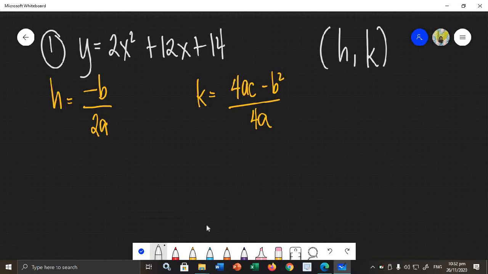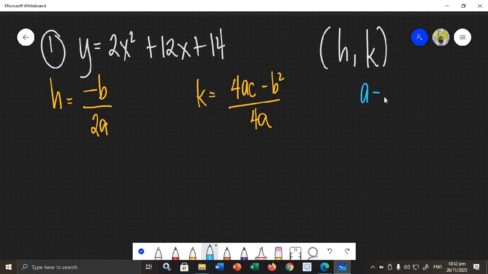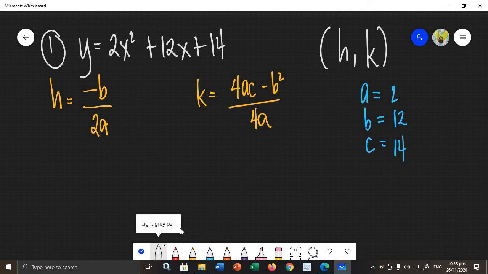So if the given is in standard form, first, we need to identify the values of A, B, and C again. Our A is the coefficient of the quadratic term, which is 2. Our B is 12. Our C is 14. And then, right after we identify the values of A, B, and C, we need to substitute them in our formula so we can find the values of H and K.